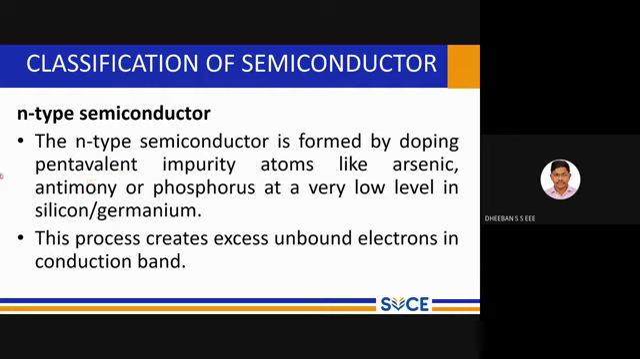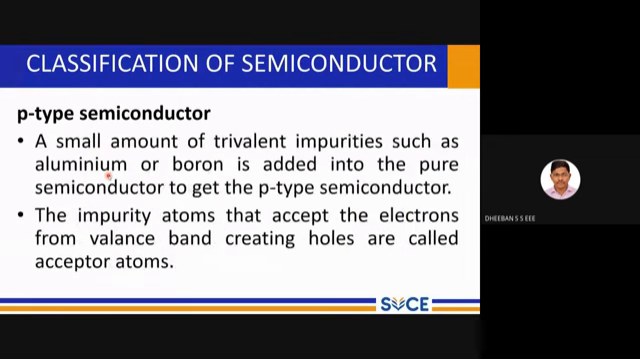In most of the cases, the valence shell will be 8 electrons. But in case of the pentavalent, the valence shell will be having 5 electrons within it. So this arsenic, antimony, phosphorus has the configuration of pentavalent. At the same time, trivalent in the sense, the valence shell will be having 3 electrons. So the materials include aluminum, boron. This will be added to form the P-type semiconductor.